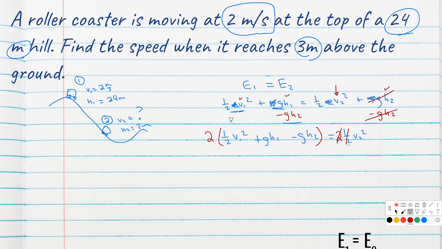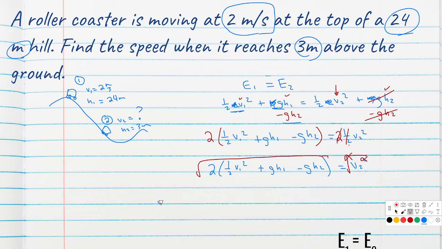Now you could distribute here if you wanted to, take 2 times the first and the second, third. But I'm going to just leave it like that. There's one more thing we need to do. Now that I've got 2 times 1/2 V1 squared plus gh1 minus gh2, that's equal to V2 squared. I don't want V2 squared, I want V2. So I got to get rid of the squared, and the opposite would be the square root. If I take the square root of the right-hand side, the square root and the squared will cancel each other. That means I got to do that over here on the left-hand side too. All right, looks like that.